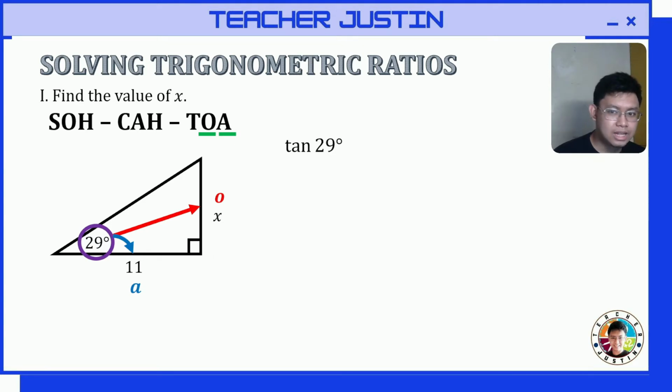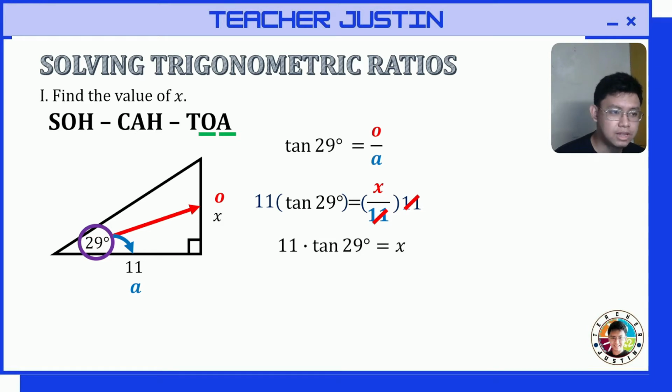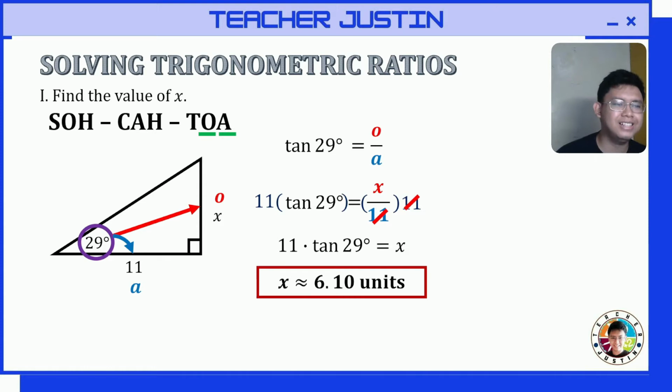Then we know that tangent is equal to opposite over adjacent. Then let's substitute our given. So we will have tangent 29 degrees is equal to x over 11. Then let's isolate the variable x by multiplying both sides by 11. So we will have 11 times tangent 29 degrees is equal to x. Then we will use our scientific calculator, this one, in computing 11 times tangent 29 degrees, giving us an approximate value of x, which is 6.10 units. And that will be our final answer.